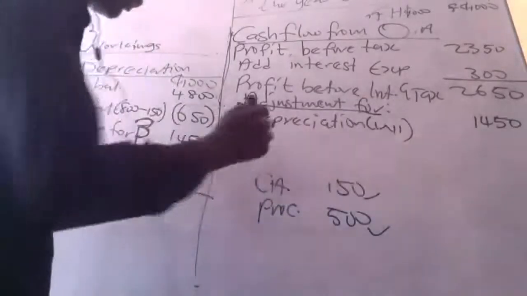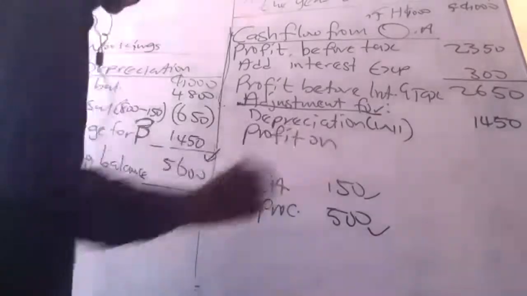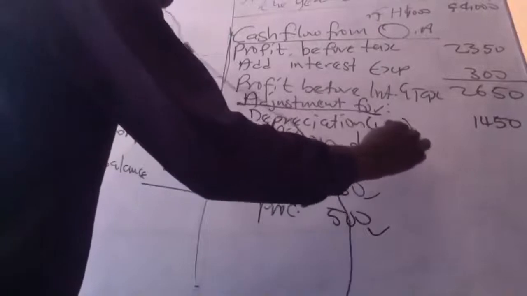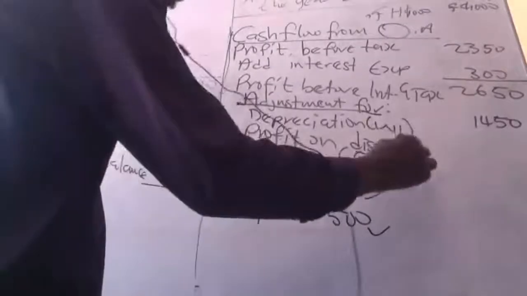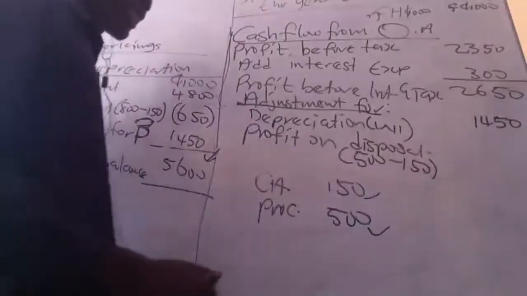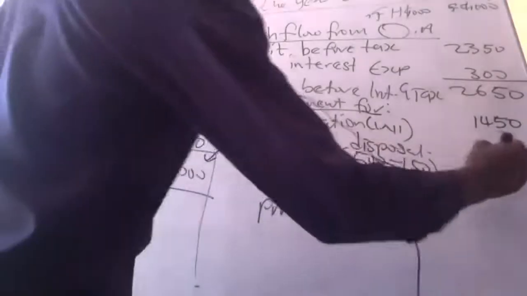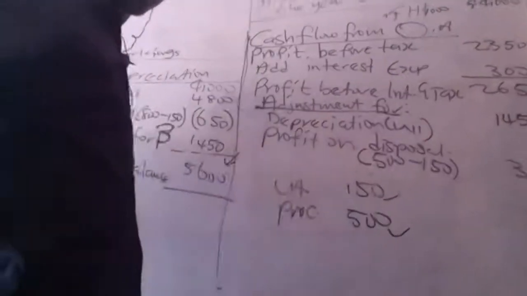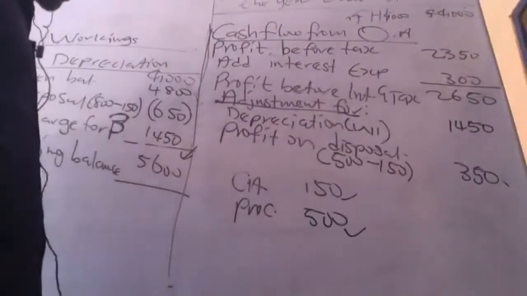So now that we know it's a profit, you come and write it here. Profit on disposal. And you show the workings in brackets, 500 cedis less 150 cedis. Good. And what's the answer? Because that's the proceeds less the carrying amount, that will give us 350. So it means that the profit is 350. And that is it. Good. I hope you get it.